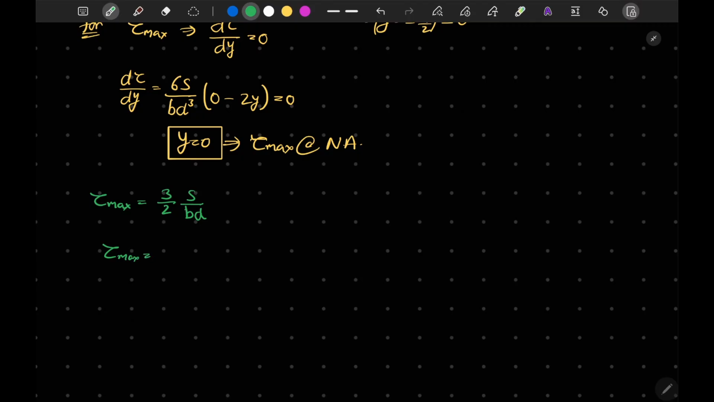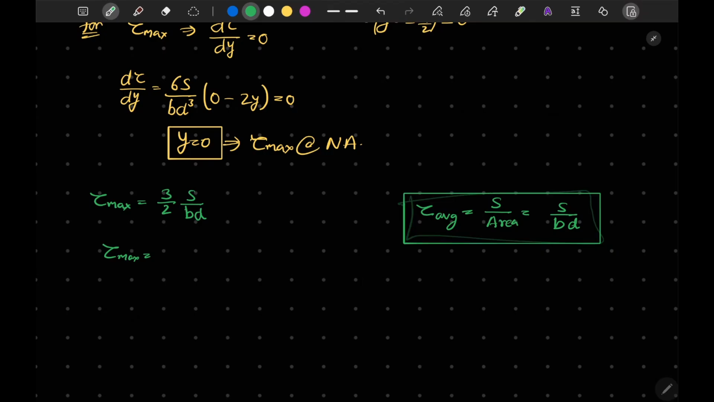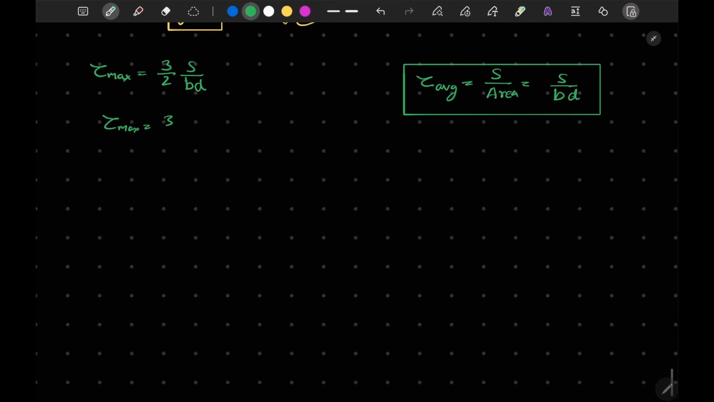Now one more thing, we have defined here the tau average term, that is average shear stress, that will be shear force upon cross-section area, and here the cross-section area is BD. This is our tau average. So I can mention that tau max is equal to 3/2 times tau average.